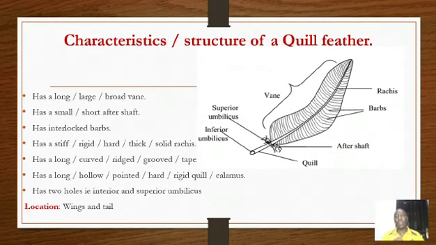Below the vein is the quill, which has the inferior umbilicus and the superior umbilicus. At the point of the superior umbilicus, that is where we have what we call the after shaft. Now, moving on to see the characteristics of the quill feather.